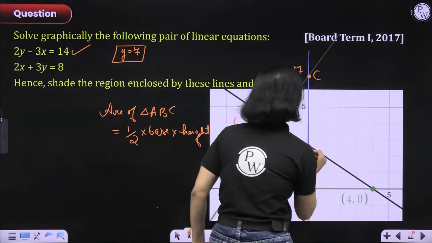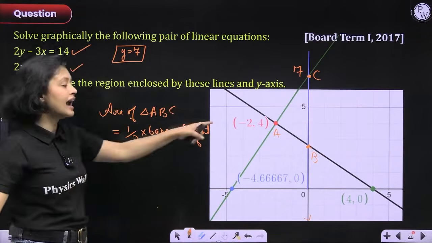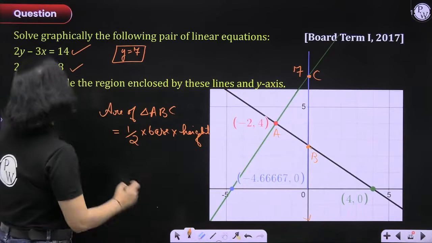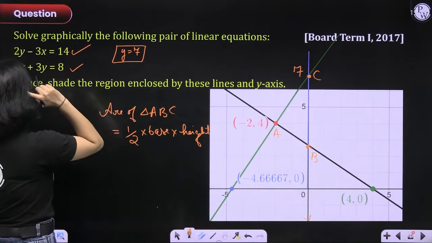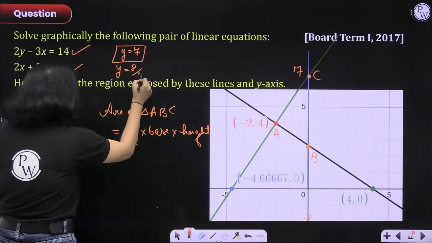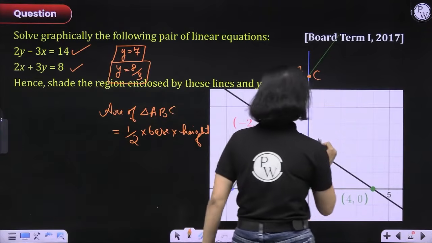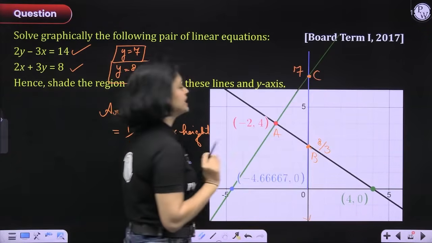Similarly, can you not figure out point B? Point B is the intersection point of the black colored line, which is this line, and the y-axis. So again, put x as 0. As soon as you put x as 0, y comes out to be what? 8/3. Sorry. So this here is 8/3, everyone. Okay, I think this is simple.